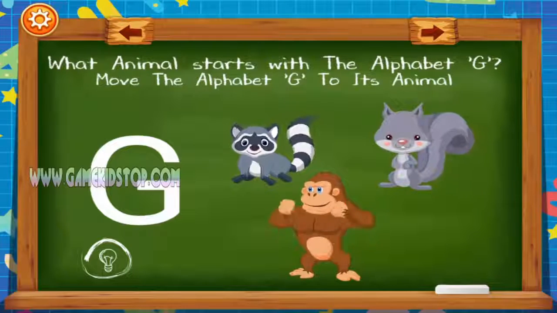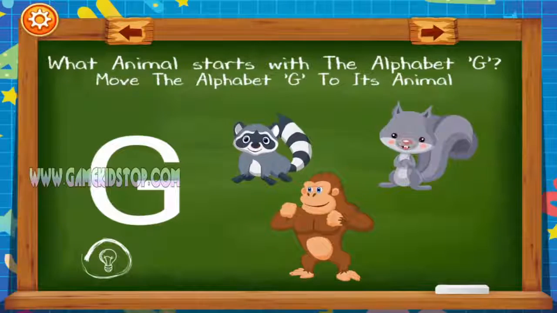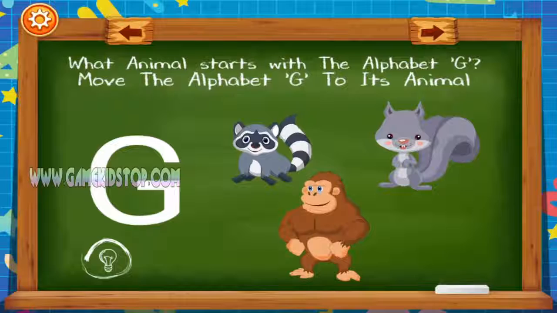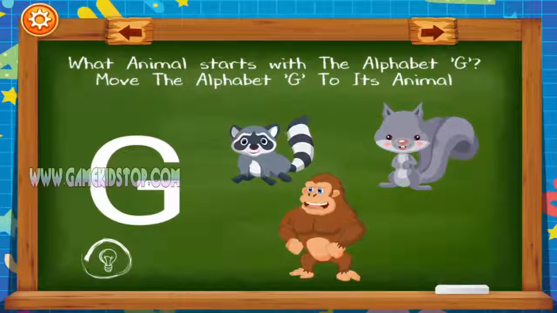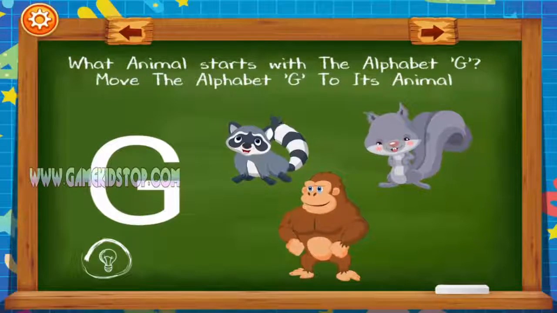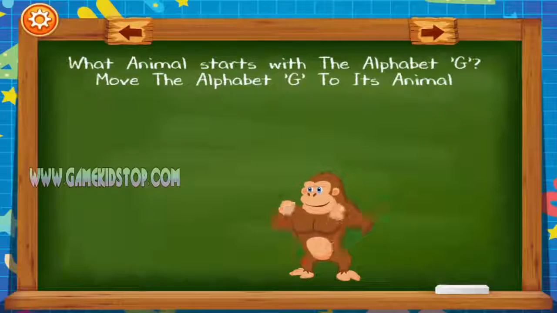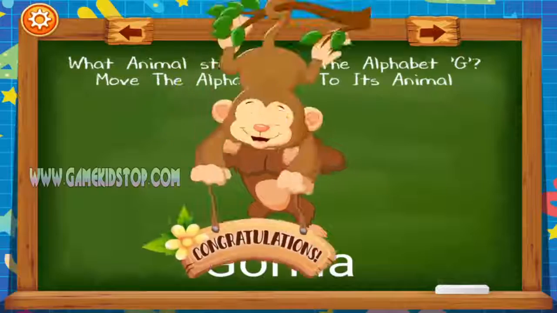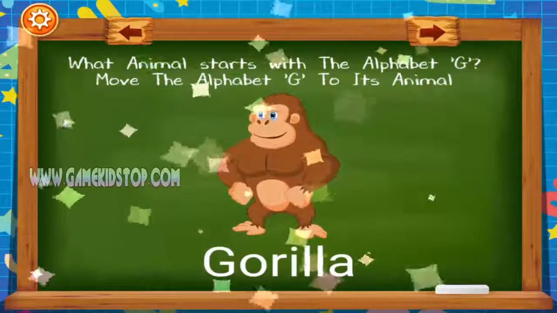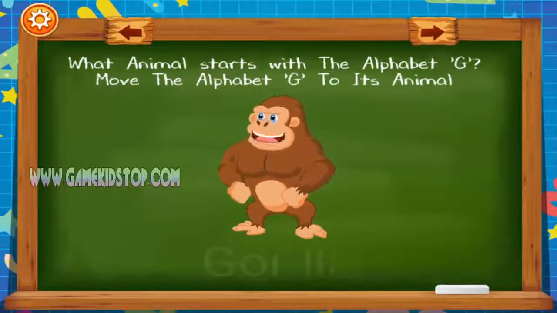What animal starts with the alphabet G? Move the alphabet G to its animal. G. G. Gorilla. Congratulations! Gorilla.